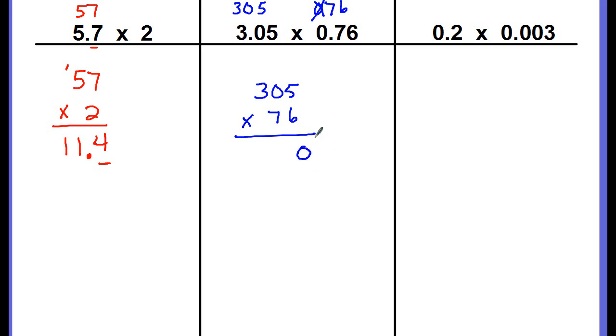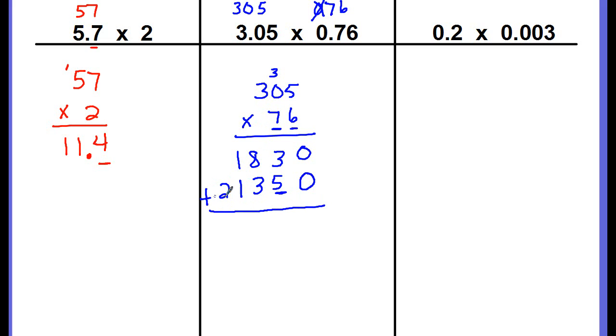6 times 5 is 30. Carry the 3. 6 times 0 is 0, plus 3 is 3. And 6 times 3 is 18. Alright, now I'm multiplying by 2 digits. So this was the digit in the ones place. Now I'm moving over to the tens place, which means I start my answer in the tens place, which means I have to annex a 0 in the ones. Do you remember that? Alright, 7 times 5 is 35. Carry the 3. 7 times 0 is 0, plus 3 is 3. And 7 times 3 is 21.